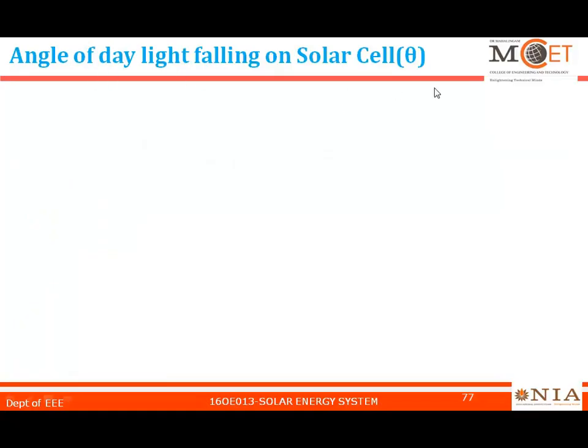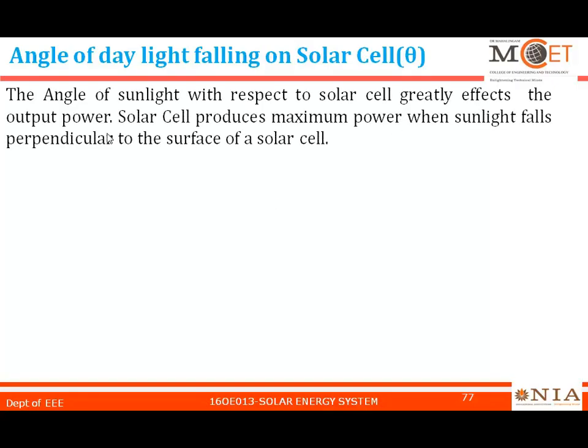Angle of daylight falling on a solar cell. This is another important factor affecting the solar cell generation. The angle of sunlight which represents the solar cell greatly affects the output power. A solar cell produces maximum power when sunlight falls perpendicular to the surface of the solar cell. Consider an example here. The angle of the sunlight falling on the earth's surface is changing throughout the day. If the angle changes, the amount of electricity generated by the solar cell also changes.